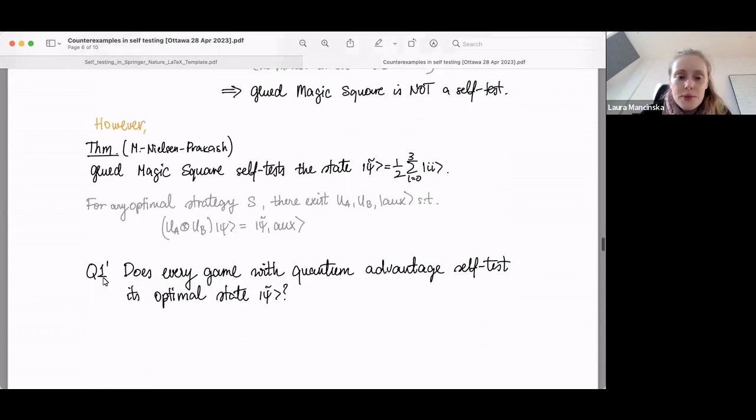Okay, so we update our question. We're just going to ask if every game with a quantum advantage self-tests its optimal state.